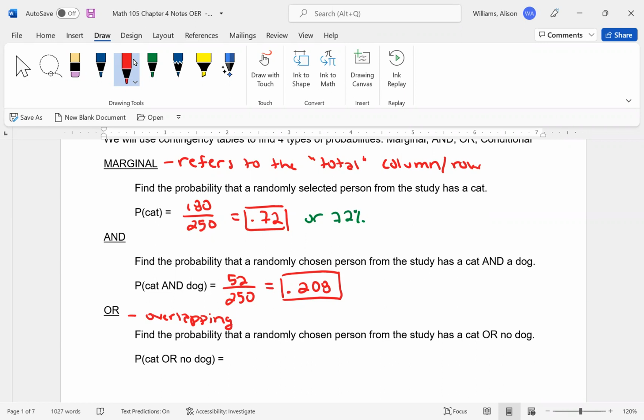Now there are people who don't have a dog, but also don't have a cat. So this is going to account for those people as well in this probability. We're going to find they either have a cat or just no dog at all. Those are the people we're interested in. So what ends up happening is we look for the probability of somebody having a cat, and then the probability of them having no dog.